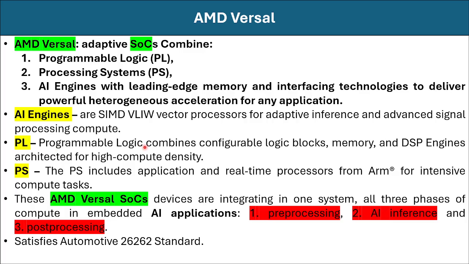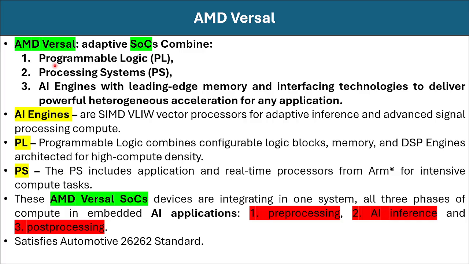Programmable logic. Programmable logic combines configurable logic blocks, memory, and digital signal processor engines, architected for high compute density. Programmable logic is in the sense of an FPGA. So probably inside the system on chip there is some part whose task is similar to the FPGA, and that means that part is programmable in the sense of logic, and we combine different components to have our own logic incorporated in the way which we want it to operate.